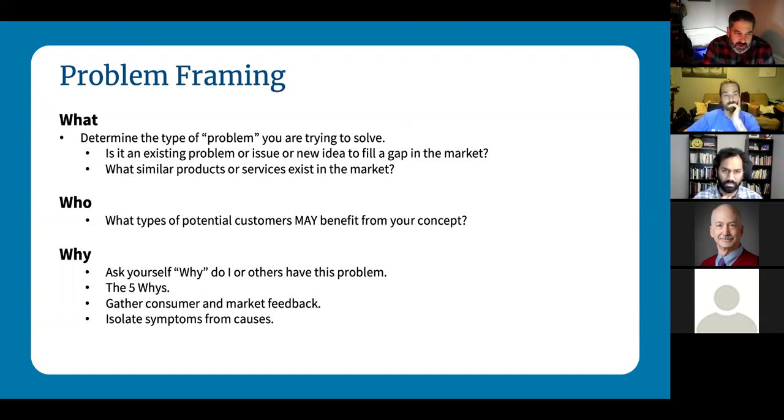So you look for existing problems, you see what's similar, you see if you can do it better. You start to gather that data that you can find from your competitive analysis to start shaping out your problem statement. So then what types of potential customers may benefit from your concept?